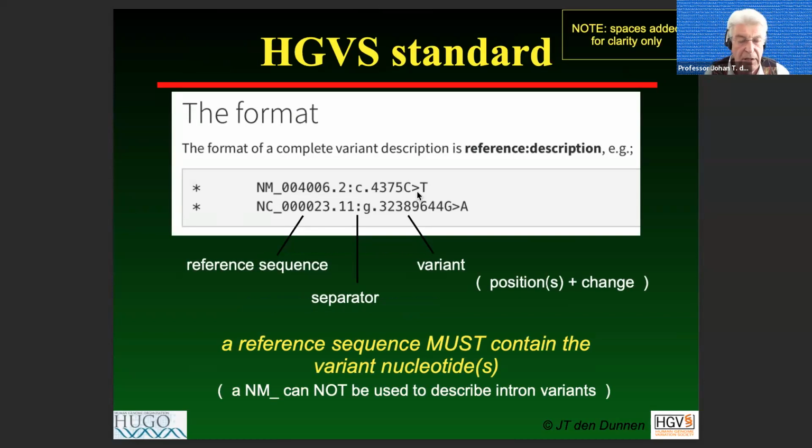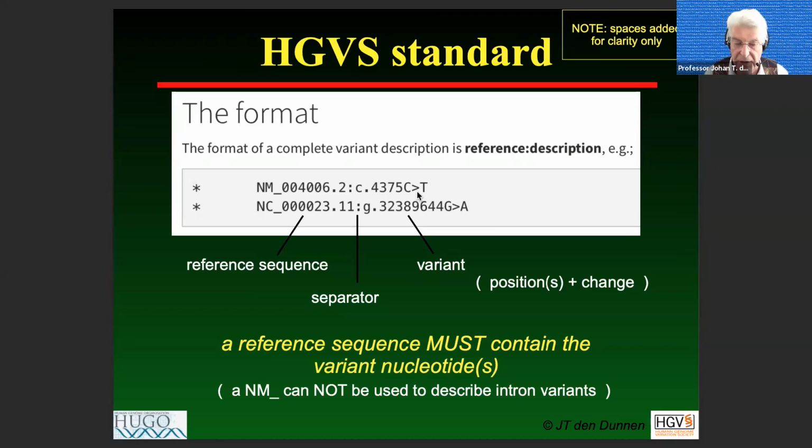The format, well, you have seen it. It's a reference sequence, a separator, a colon, and then the variant is described. And the variant is a mix of position or positions in the reference sequence and then the change. As I mentioned in the questions we answered, a reference sequence must contain the variant nucleotide.